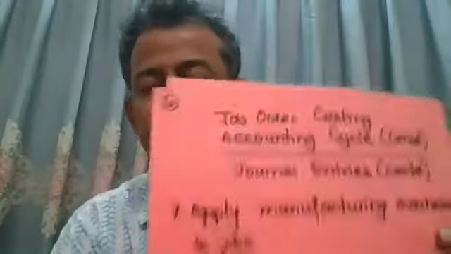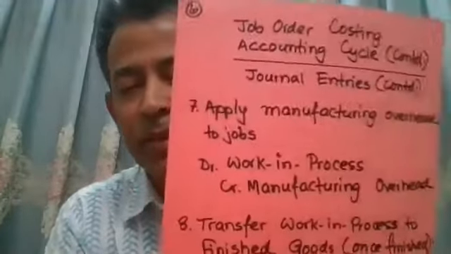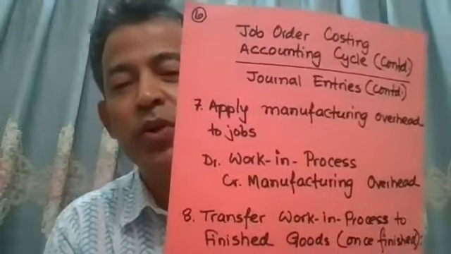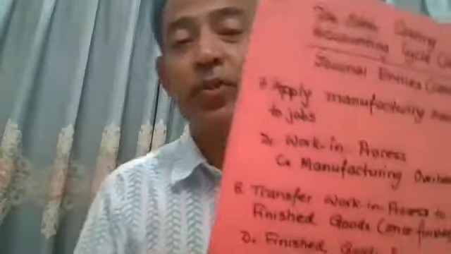Next one, step number 7, apply manufacturing overhead to individual jobs. Remember, in the previous couple of steps, we have accumulated manufacturing overhead. Now it's time to apply, to assign manufacturing overhead, or the proportionate amount of manufacturing overhead that is relevant to the particular job. So let's say it's job number 1, 2, or 3. Let's focus on just job number 1.